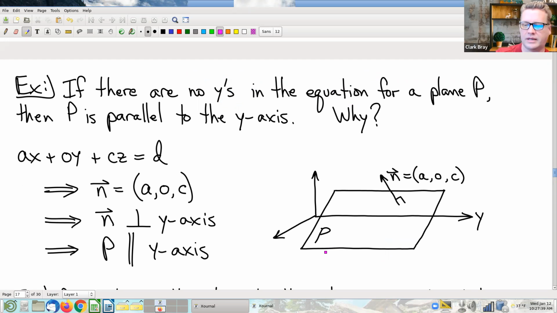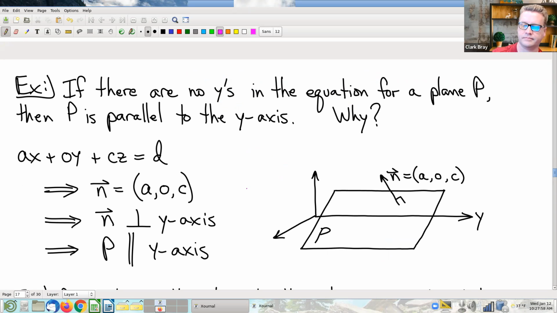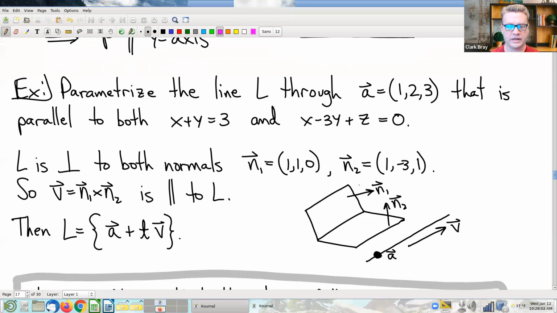So for example, just real quick, z equals x squared, right? What does that look like? Well, among other features that this surface has, it's parallel to the y-axis because there's no y's in it. Okay. All right, but that's a digression. We're on lines and planes here. Here's another little example. There's a million examples of this kind of business.